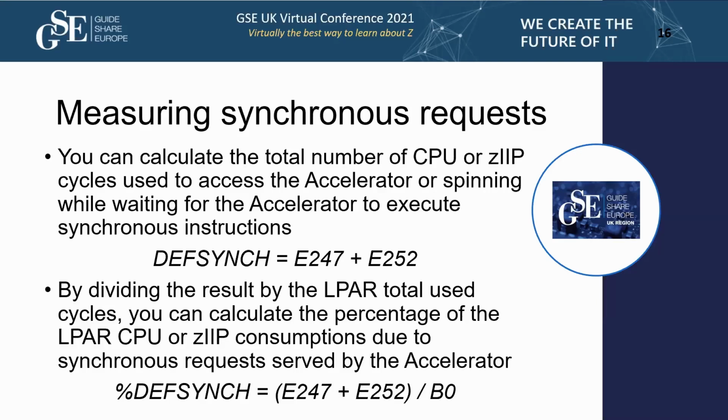A more important formula is the next one, which tells us how much, in percentage of the total CPU or zIIP used by the helper, is due to synchronous requests which are served by the accelerator. So as you can imagine, we expect that this number will not be too big.